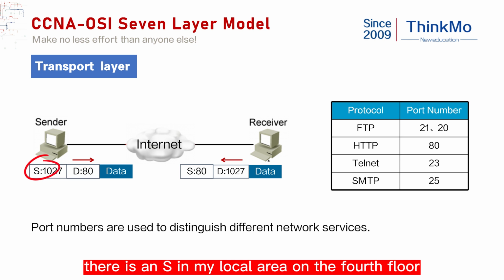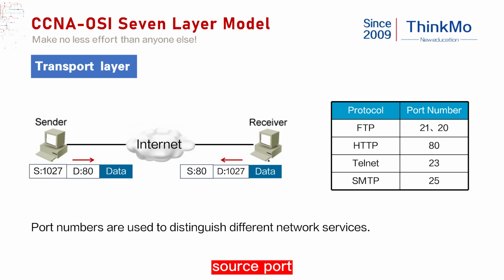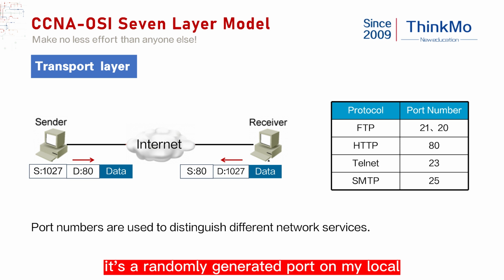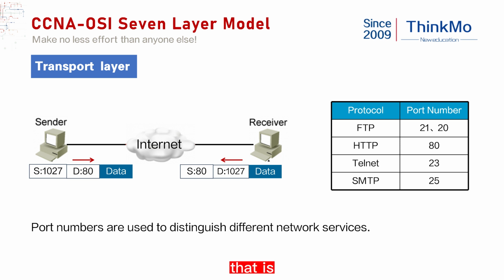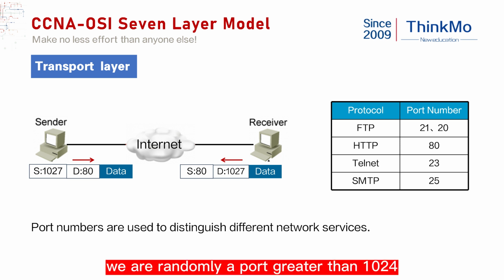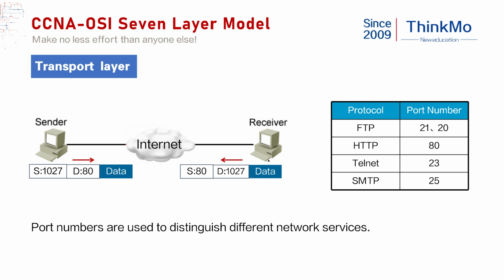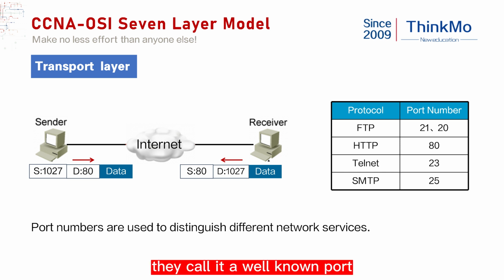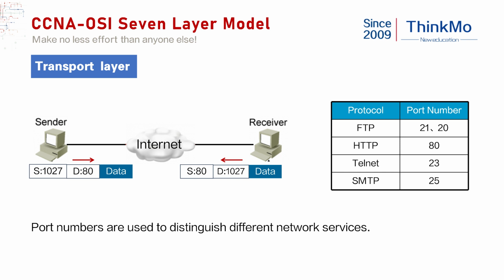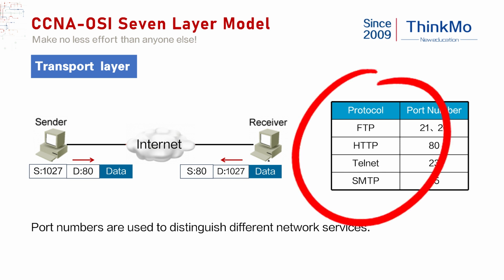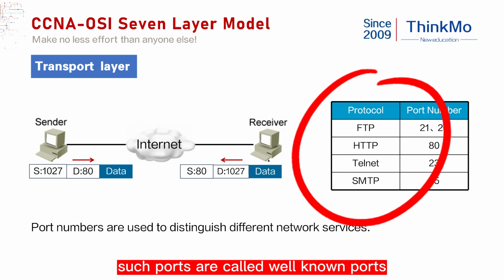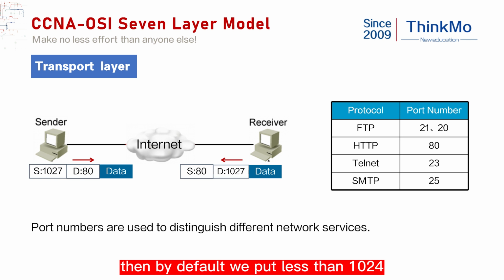There is an S in my local side on the 4th layer: the source port. It's a randomly generated port on my local machine. What does a random port mean? That is, it is randomly chosen from ports greater than 1024. Everyone understands this, because we call ports from 0 to 1024 well-known ports. These are the ports most widely used in the world, for example FTP and HTTP.